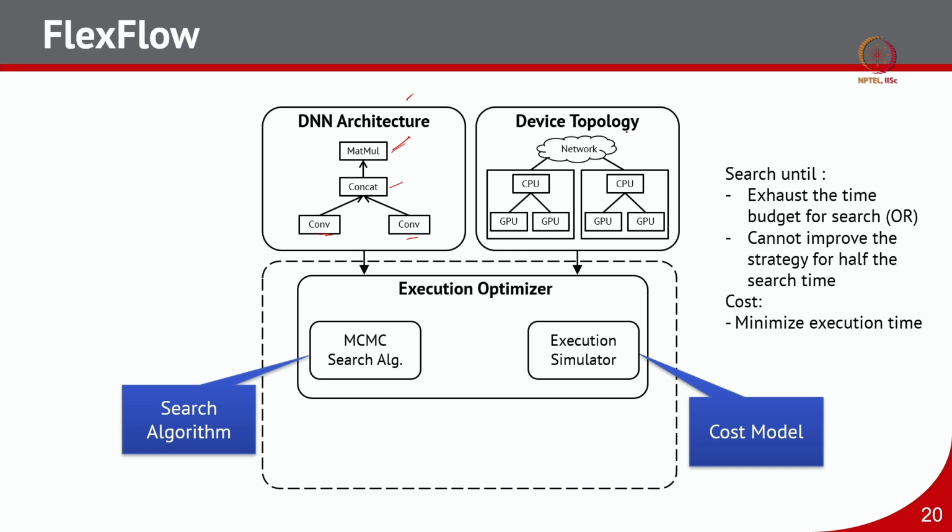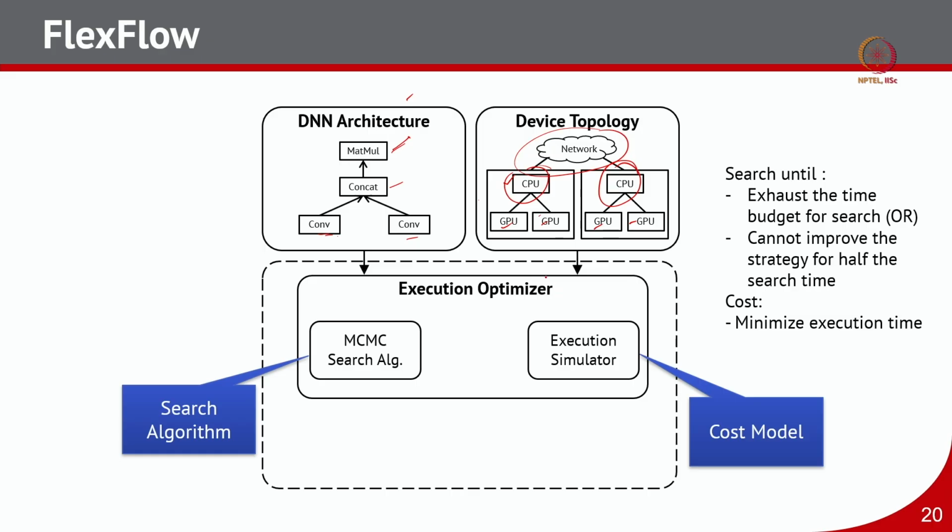And then for the device topology, let us assume that we have two nodes, each with one host CPU and two GPUs. Both nodes are connected with a network. It can be NVLink or some LAN or something like that. So, that is the device topology. Now, one input is the ML model architecture and another input is the device topology. We have to discover the best parallelism strategy given these inputs, right.